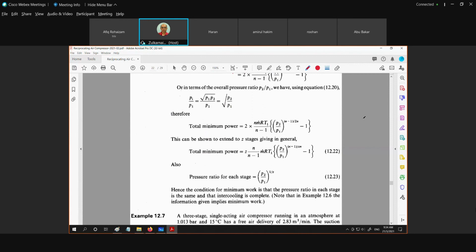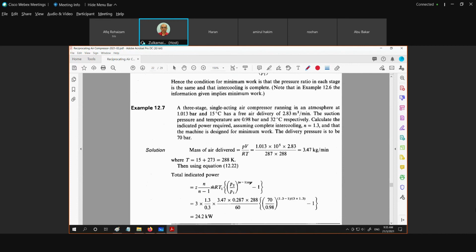So this equation 12.22 ni kalau kita ada Z stage, Z stage with complete intercooling with multi-stage with same pressure ratio, ya. Jadi kita boleh dapatkan for each stage dia punya pressure ratio by 1/Z power, ya, kita akan gandaan 1/Z. Z is the number of stage. Okay. So now we go for the next example.